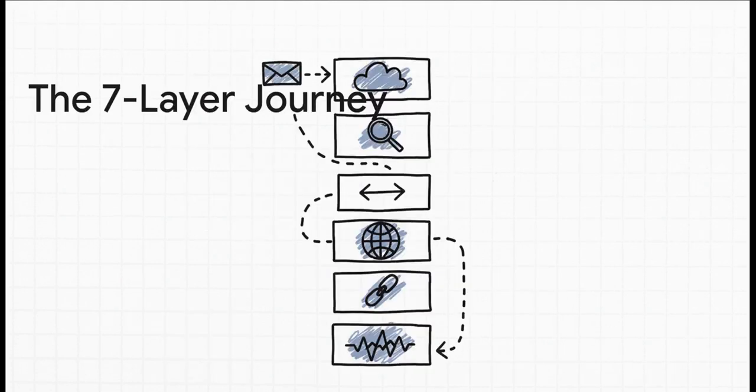And here they are, the 7 steps of that journey. When you're sending something, you start at the top with layer 7 and work your way all the way down to layer 1. Then, on the other end, when someone receives it, the whole process just happens in reverse, from the bottom up. So let's start at the very top.